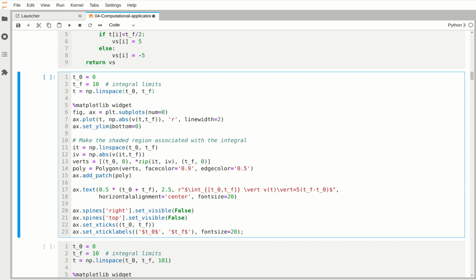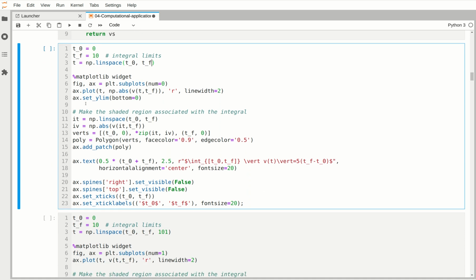I am now going to do plotting. And on this plot, I am going to plot the function of velocity, and I'm also going to shade the region associated with the integral. So you can see what I'm doing here carefully. You can pause this video and read through. I'm just creating some vertices and a polygon that I then add as a patch that has some face color of 0.9.